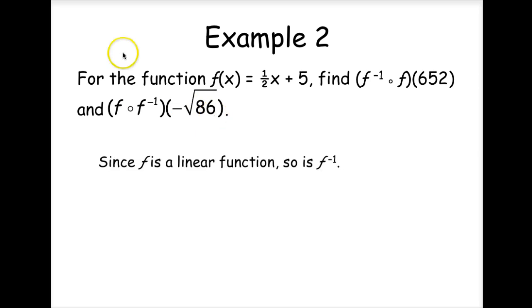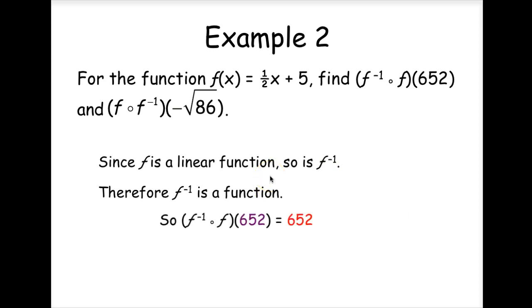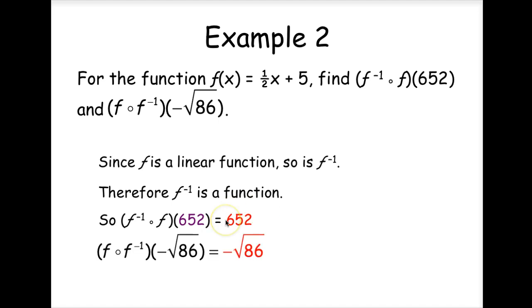Well, by what we have just discussed, since f is a linear function, so is f inverse. Therefore, f inverse is a function. So f inverse of f of 652 is equal to 652. And f of f inverse of negative square root of 86 is negative square root of 86. Pretty simple, right? Okay, you're ready to begin some practice on your own.